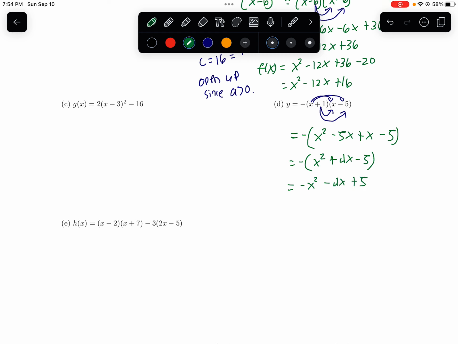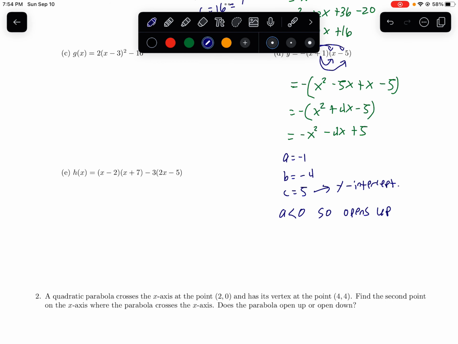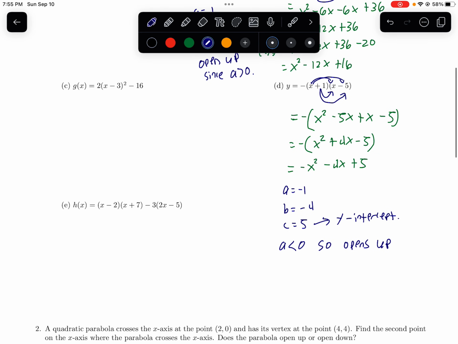Now, this would mean that a is -1, b is -4, c is 5, and because a is less than 0, it opens down. And this 5 is the y-intercept. Okay, very similar process for the other two. Just make sure that you're watching negative signs and that you are squaring properly, like we just did.